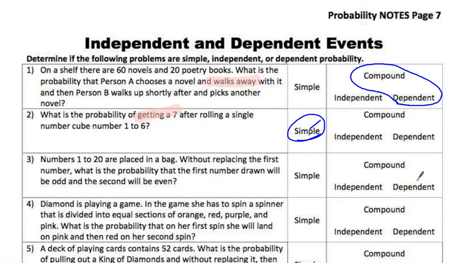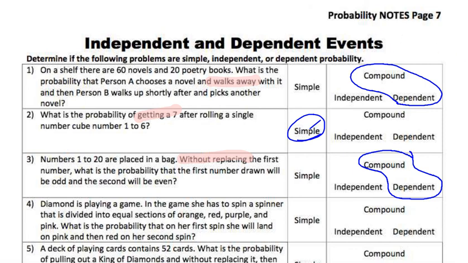Or are they dependent and rely on each other, and you have to look to see, is it not being put back? Is it being eaten? What's going on? So without replacement right here, that's telling you that it is compound dependent because they are dependent on each other. If I pull a number from the bag, the first number drawn will be odd. Without replacing it, I'm not putting that odd number back. So there are fewer odd numbers the second time I choose because I didn't put the first one back.